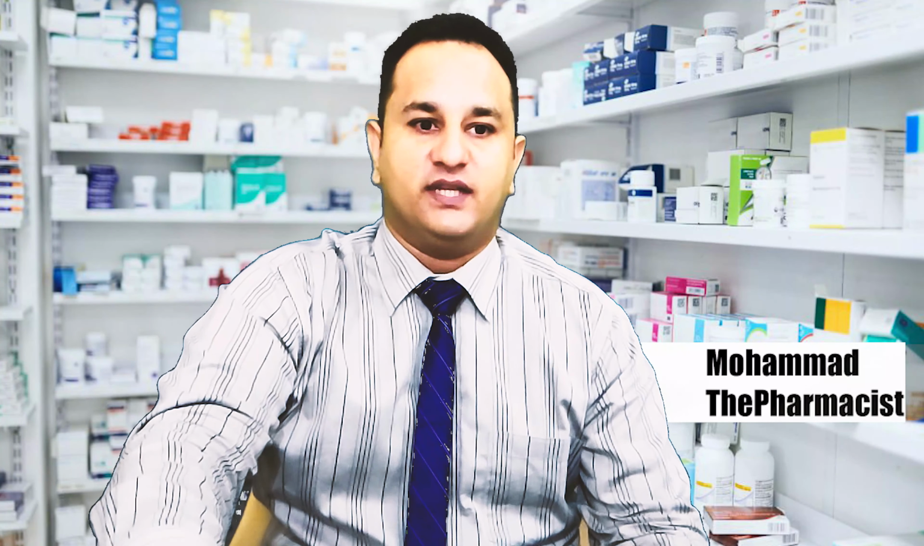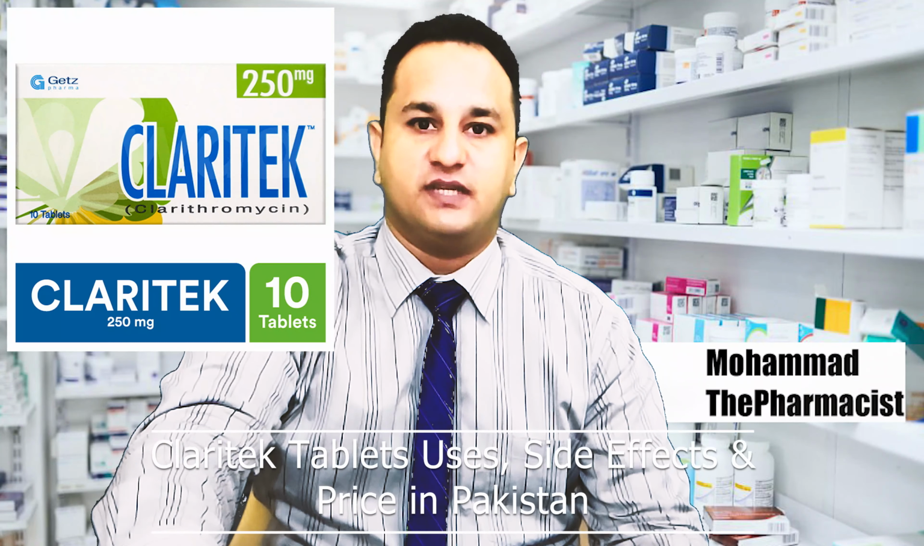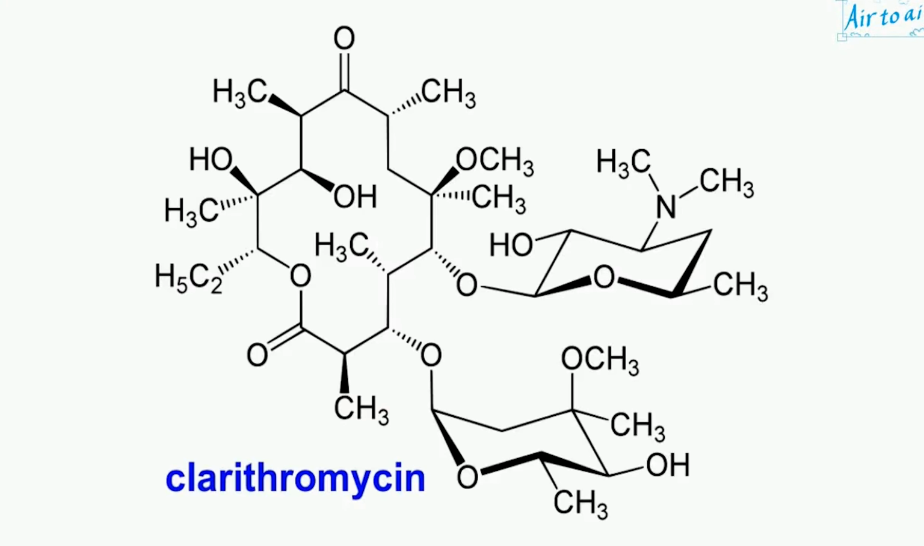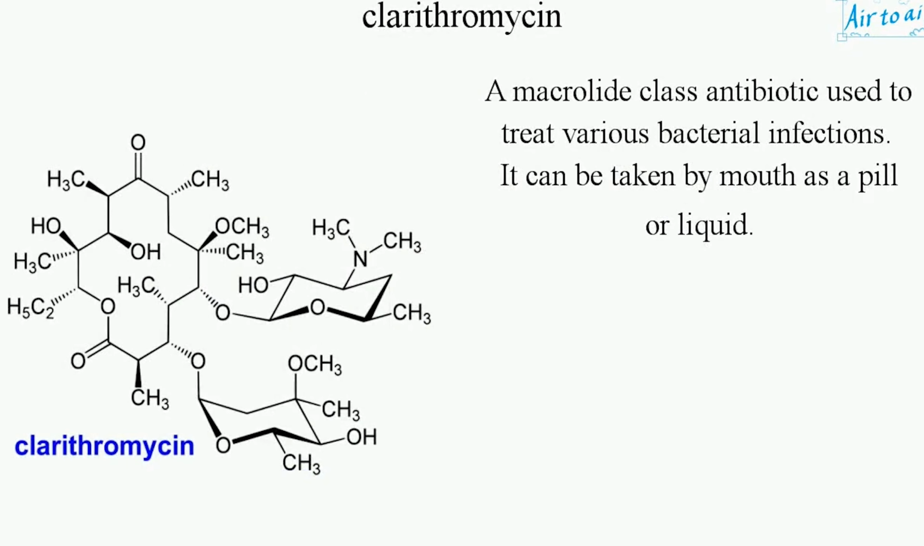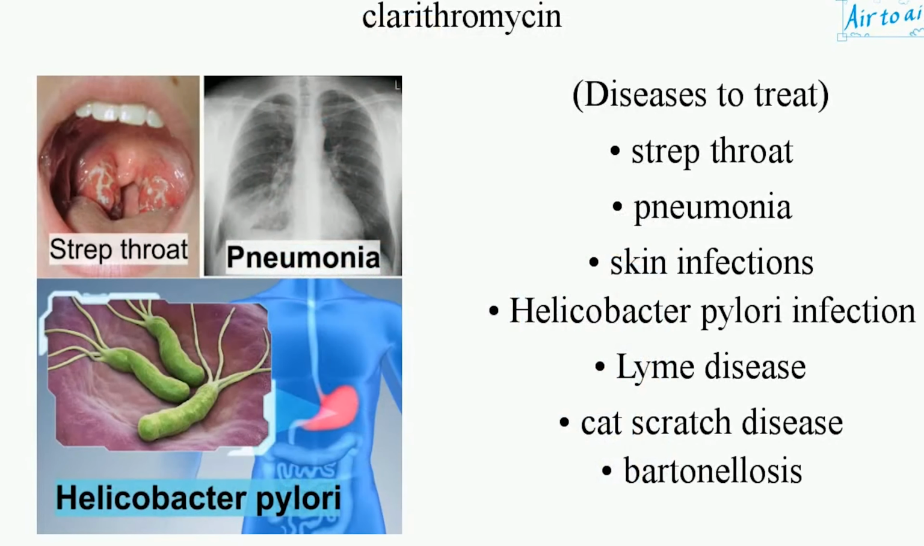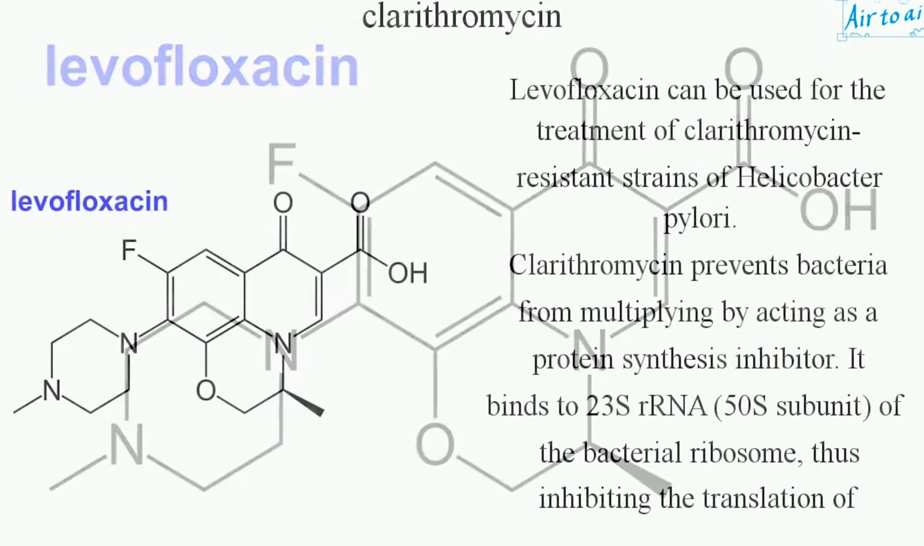Now let's talk about Claritek tablet uses, side effects and price in Pakistan. Claritek is a macrolide antibiotic prescribed for an array of bacterial conditions including acute otitis, pharyngitis, tonsillitis, respiratory tract infections, skin infections. Avoid misusing antibiotics as they can cause resistance and other adverse effects. Consult a doctor for a prescription before using antibiotics.